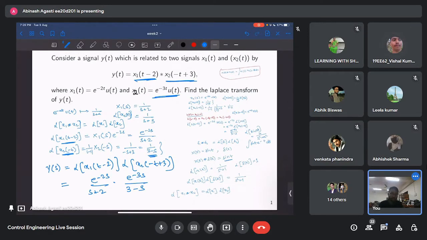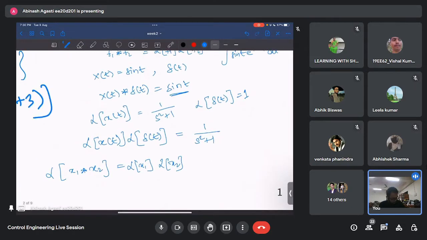Sir, sorry for intervening, but how did Laplace of delta t become equal to 1? That is basically, okay, I'll do this one. Integral of delta of t e to the power minus st dt, from minus infinity to infinity. Is it the impulse function, sir? Yes, delta of t is the impulse function. Okay, sir.